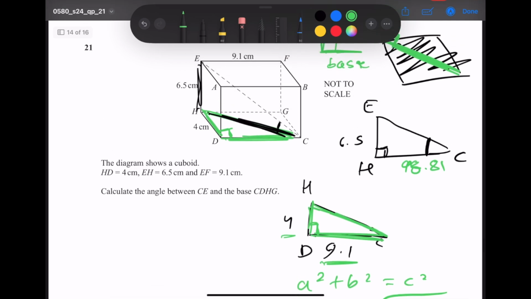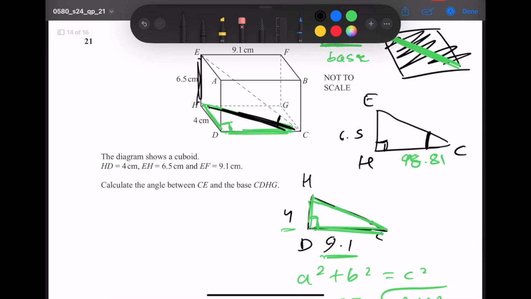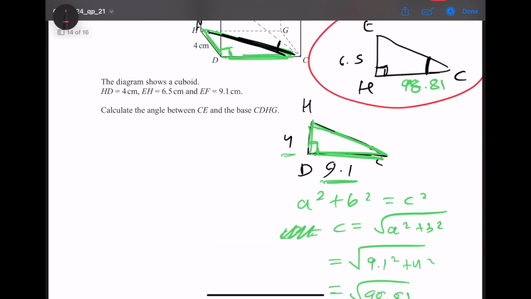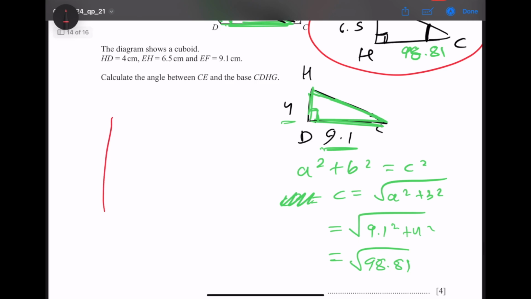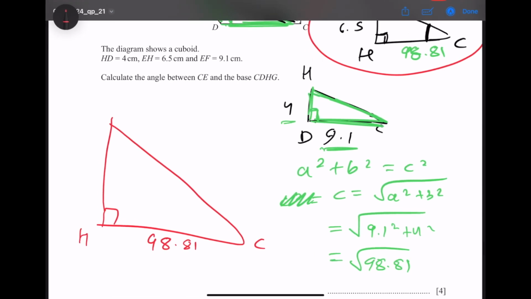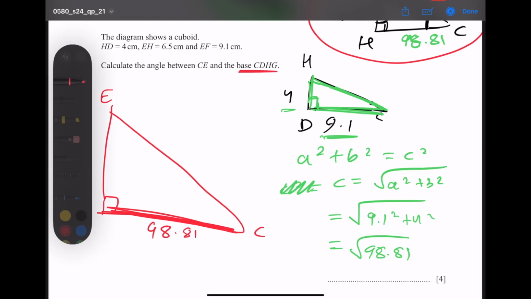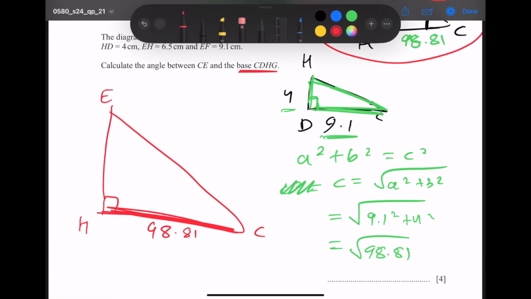So since we have both the opposite, if we redraw this triangle over here, CHE, we have 98.81 CHE, and we wanted to find the angle between the base, which includes CH, this is the base essentially, right, the base region, and the angle between the base, which is CH, and the line CE, which is this line over here.